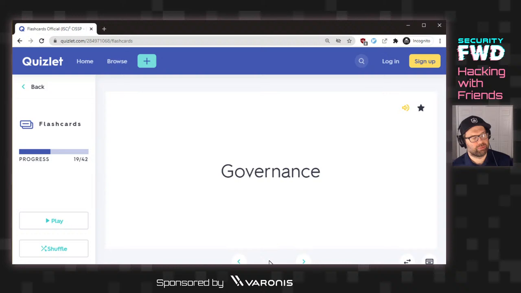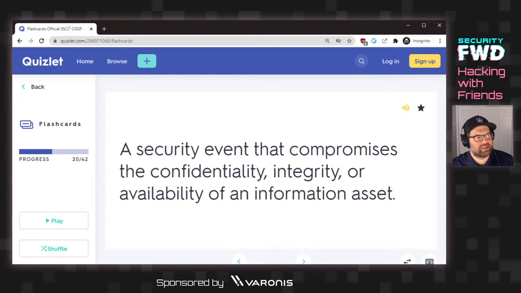Security event that compromises the confidentiality, integrity, or availability of an information asset. All right, so I like that it has the CIA, the confidentiality, integrity, and availability, the CIA triad, security event, and security event, I would say disclosure, incident. I guess this could be anything. Integrity. All right, so I'm just going to go through a quick mental check of this.